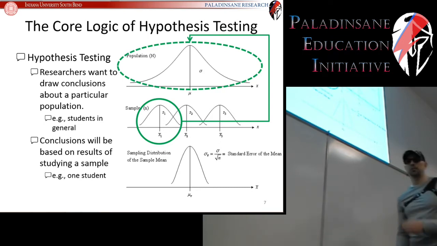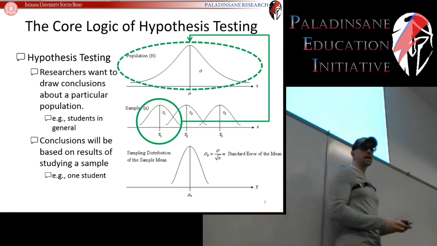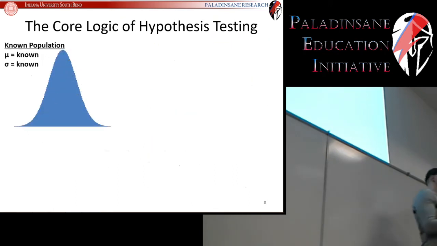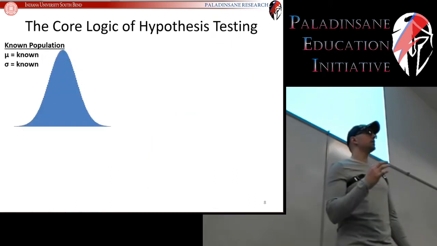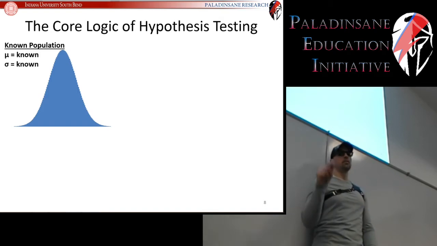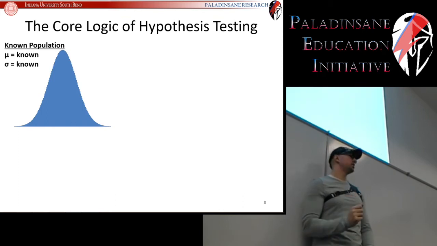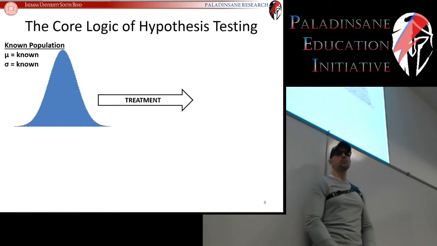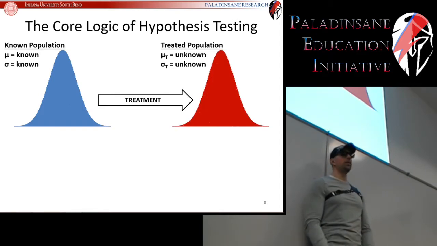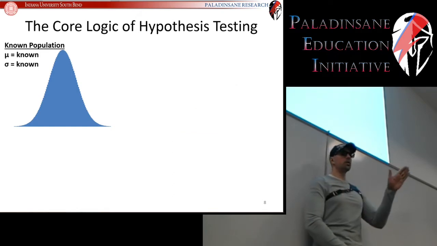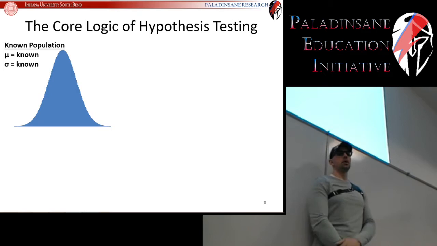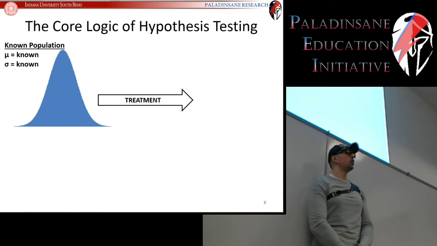So once again, what we want to know, what we're trying to do here, the logic of hypothesis testing, the question we want to answer is, if we could apply a treatment to an entire population, what would that do? Would it change the population, in which case we now end up with a new treated population? Or would it do nothing, in which case we end up with the same old previous population? So that's all we're trying to do in hypothesis testing. What does the treatment do? Does it do nothing, in which case you're stuck with the old, in this case, known population?